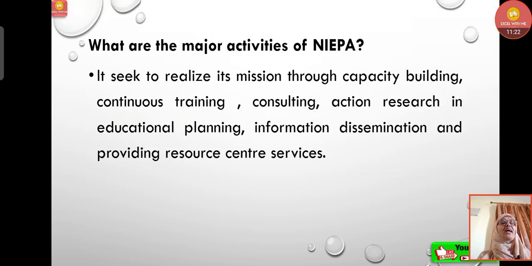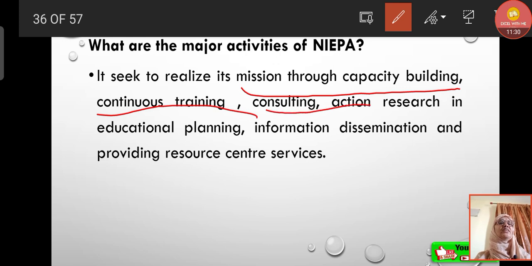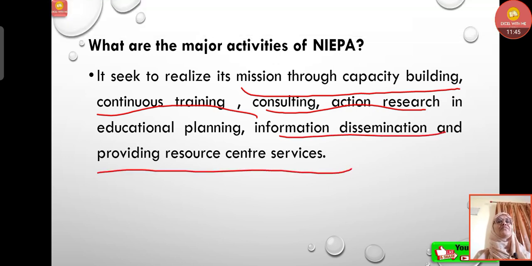Now, what are the major activities of NIPA here? It seeks to realize its mission through capacity building, continuous training, consulting, action research. Action research means whatever classroom problems, day-to-day problems, they try to solve through this action research here. Then educational planning, information dissemination and providing resource center services.